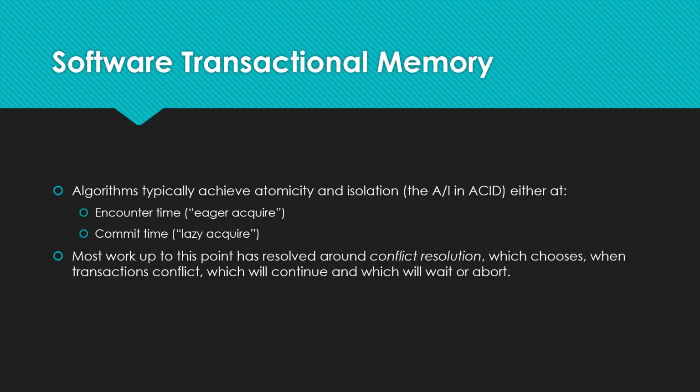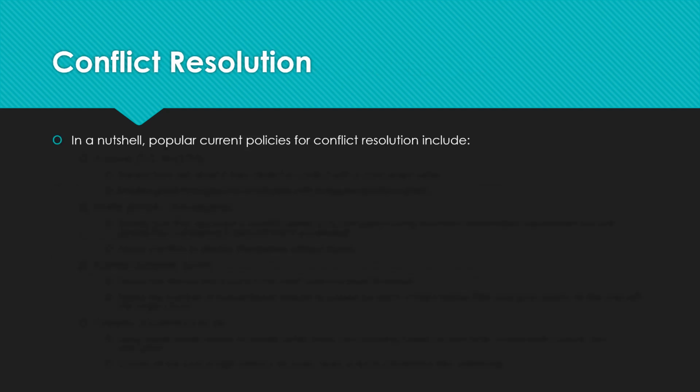So the paper itself references two things quite a bit. Algorithms here typically achieve atomicity and isolation, the A and I in ACID, either at encounter time, which is eager acquire, or commit time, which is lazy acquire. Up to this point, most of the work has revolved around conflict resolution, which chooses when transactions conflict, which will continue and which will later abort. You'll see that most of the work so far has been done with eager acquire. However, the authors of this paper push for lazy acquisition.